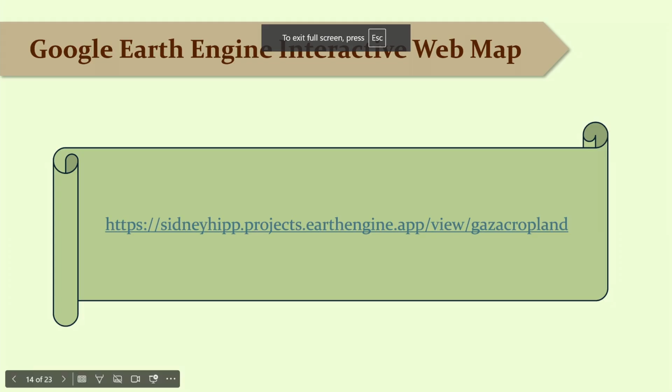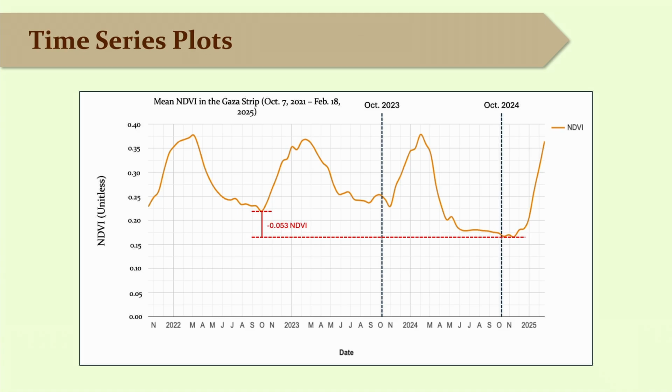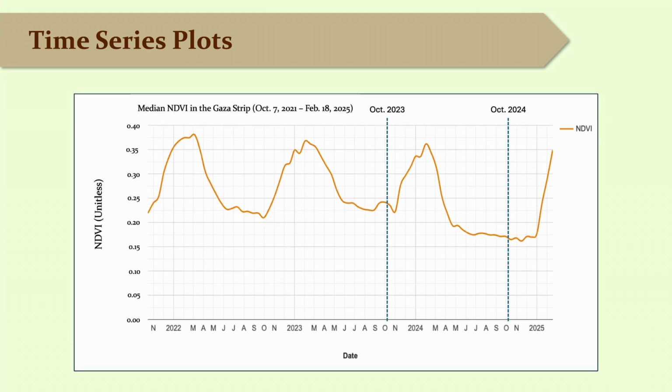So now I'd like to get more into the statistical analyses that I did. This is a time series plot of average NDVI in the Gaza Strip ranging from October 2021 up until February 2025. What you can see is that the minimum average NDVI from the first year of the war is noticeably lower than in previous years. And then I did the same thing, but looking at median NDVI within the Gaza Strip. As you can see, it is the same trend of a decrease in NDVI in that first year of the war.